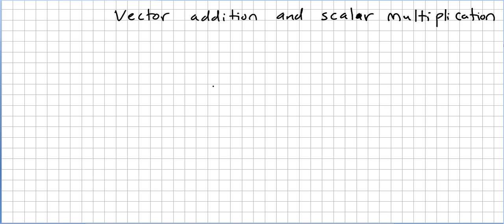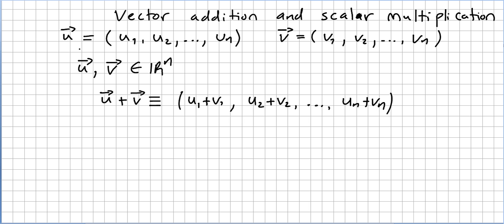This video is on the course of linear algebra, and we introduce a new subchapter about vector addition and scalar multiplication. So we have two vectors, vector u with components u1, u2, un, and vector v with components v1, v2, vn. Both vectors u and v belong to the Rn vector space.